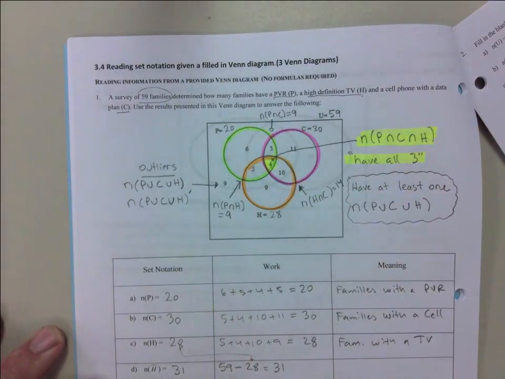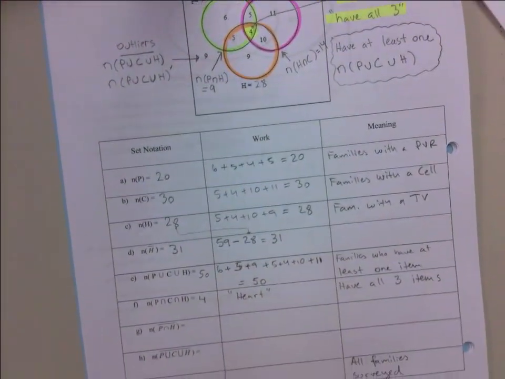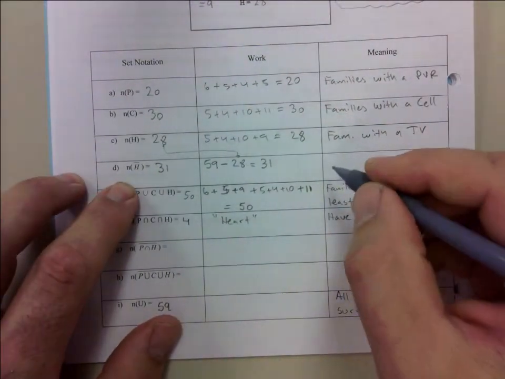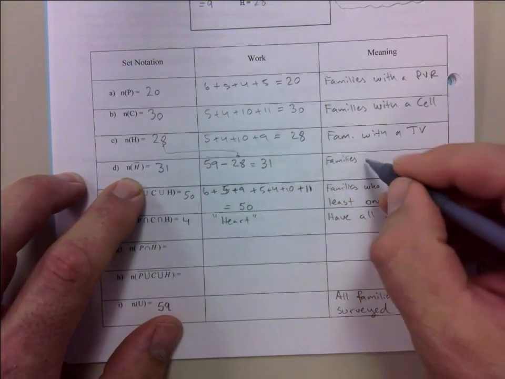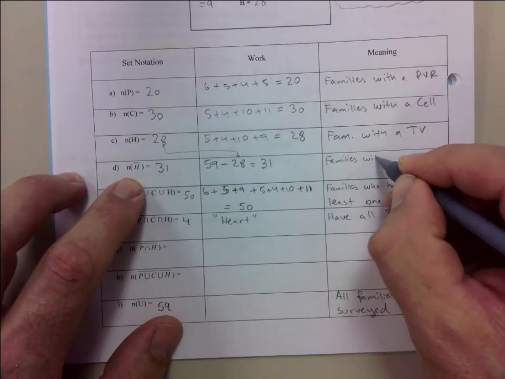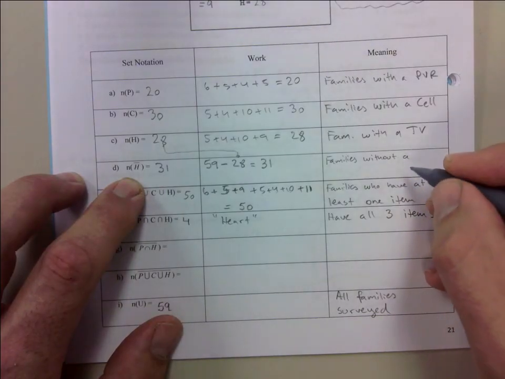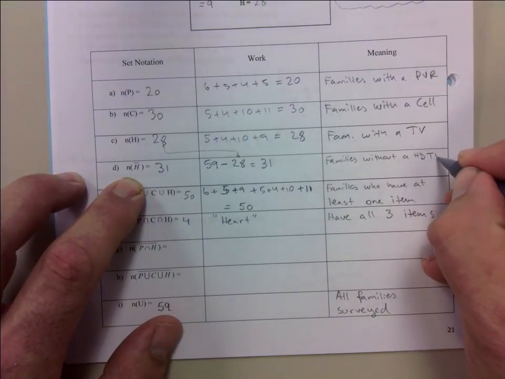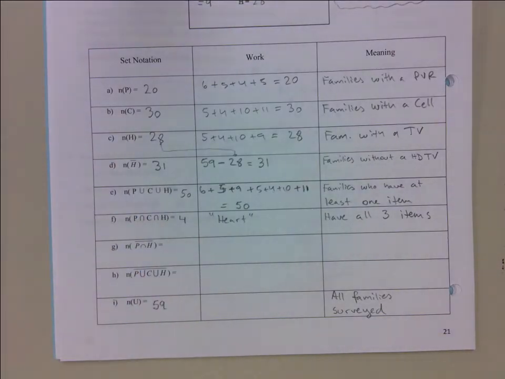Okay? So let's see if you can do this one. Well, I'll just see a D. What would you say? How would you write that? Families without a TV, right? H is high definition TV. That's basically what you're trying to find there. So 31 do not have a TV, right? We know that for sure.